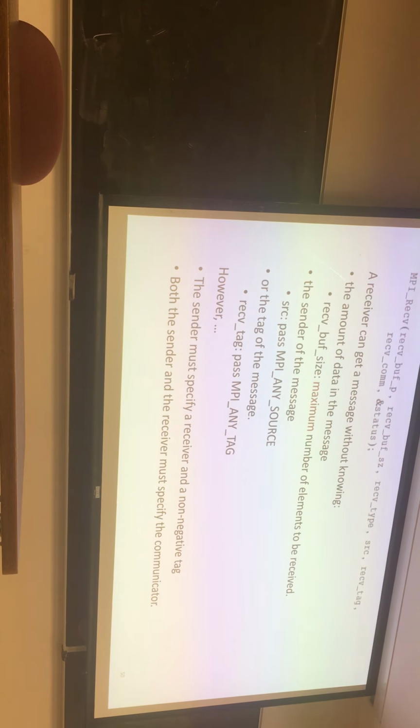So if you look at this receiving command, a receiver can actually get a message without knowing the exact number of data elements in this message. You just know that it can have up to this number of elements, but it may be less than that. Also you can use a wildcard for the source. For example, you can just pass MPI_ANY_SOURCE as the source here. Then that means this receive function will match any sending function. Or you can also give the wildcard MPI_ANY_TAG. That means no matter what the tag is on the sending side, it will match this receive function.